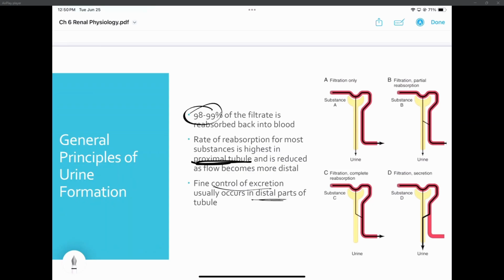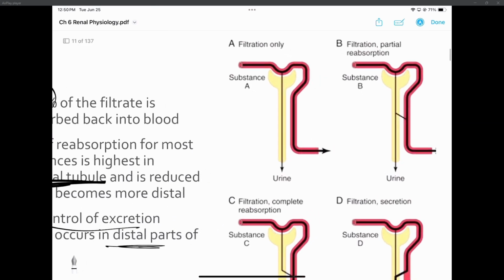And the reason for that is it's under hormonal control. The hormones, aldosterone is the big one, have an effect at the distal convoluted tubule and the collecting duct right at the end there. And you'll see where aldosterone has a role later on. So these words you've got to know, these are some definitions.